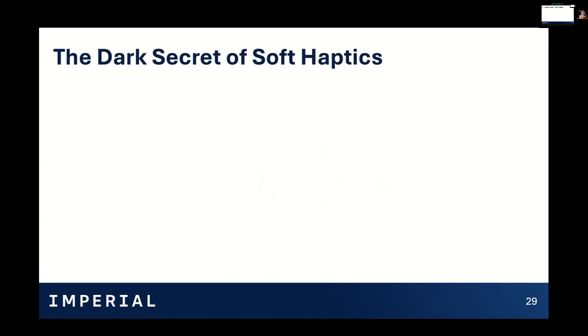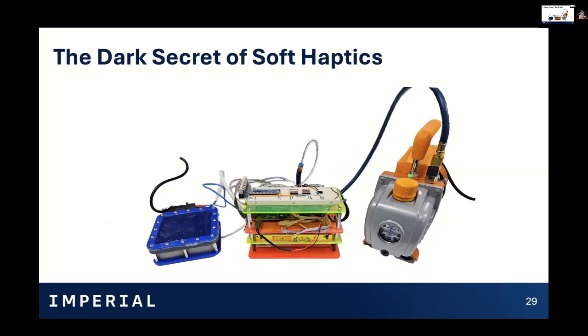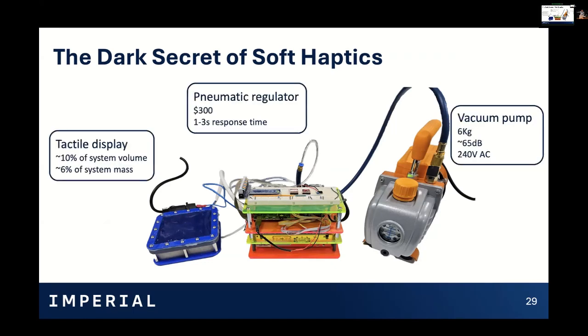All of this stuff has been quite cool and quite interesting. But inside a lot of soft haptics research, we have a little bit of a dark secret, which is this thing. Whenever you're working with pneumatic or vacuum operated devices, you have to have a big pump, regulator, controller, power supply. And this is actually quite an inefficient system. You can see here in this example, the little tactile display is only 10% of the system volume because you've got the big pump has to be connected to a wall outlet. It's not portable, it's not quiet, it's not efficient.